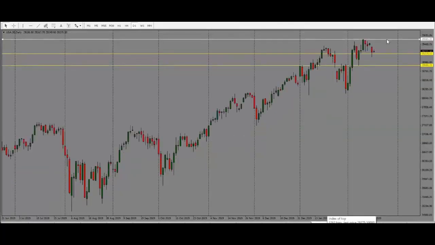Dow Jones here, this one actually dropped. We do have a bearish candle close, and bias is still bearish here. Next target is 28,900. So bias is bearish for Dow Jones.